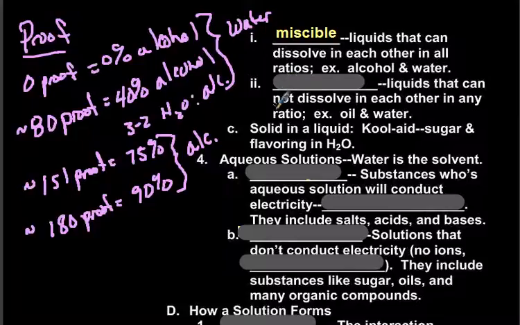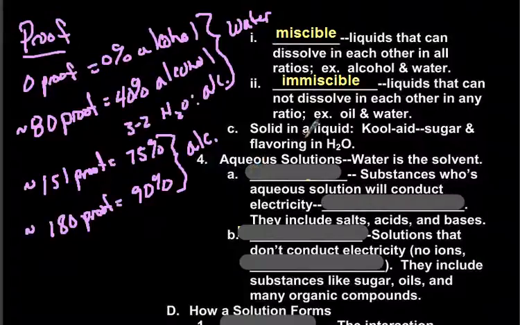All right, so those are miscible liquids. Then there are other versions which are immiscible, and these are liquids that do not dissolve in each other in any way. For example, oil and water are completely immiscible. They will separate every single time. And then we can have solids in a liquid. So, for example, Kool-Aid, or the sugar and flavoring in the water, is actually a solid that is dissolved in the liquid.